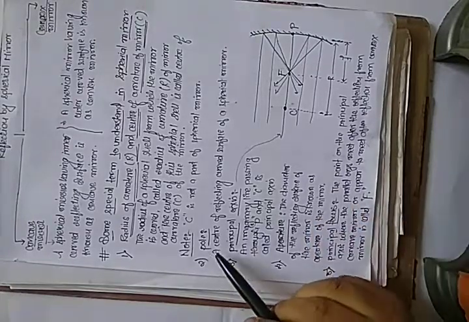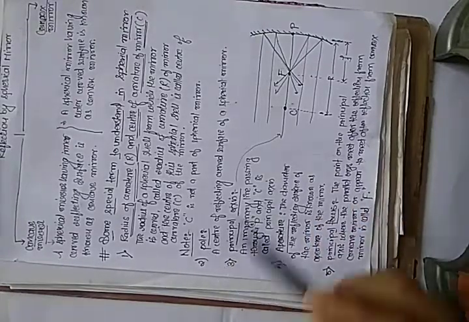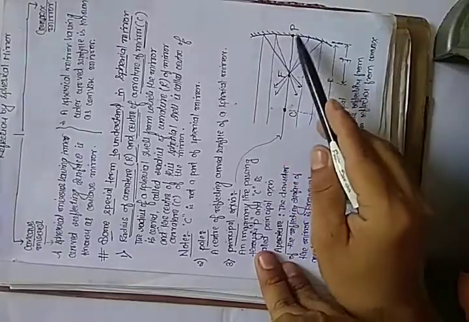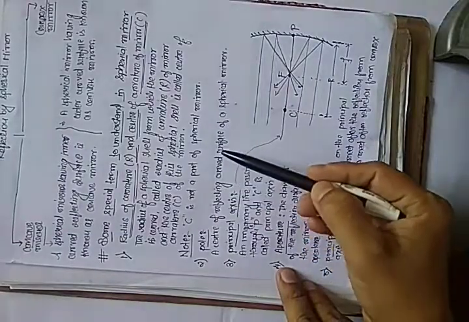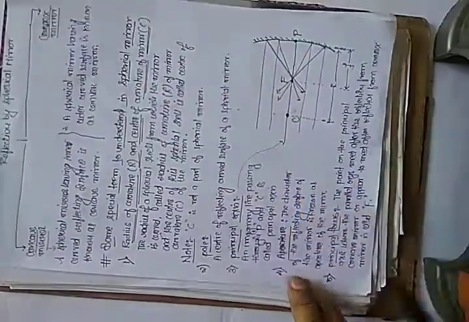As I told you, what is the meaning of pole? Pole is the center of a curved path. So the center of the reflecting curved surface of a spherical mirror is called pole.